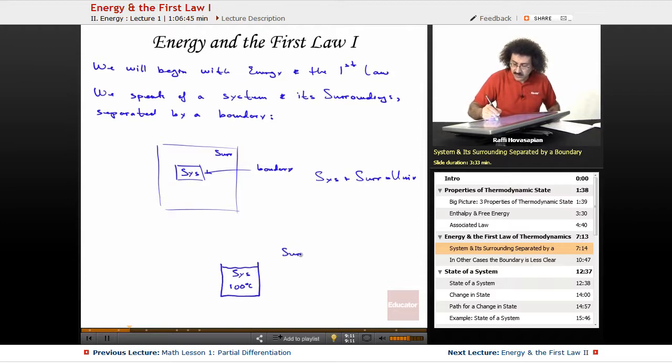And the surroundings would be the air outside. The boundary would be the actual beaker itself, the glass. Technically, the boundary is the inside surface of the glass. So technically, it's where the system separates from the surroundings. The glass itself is actually considered part of the surroundings. Where they meet, the inside surface where the water touches the glass, that's actually the boundary.